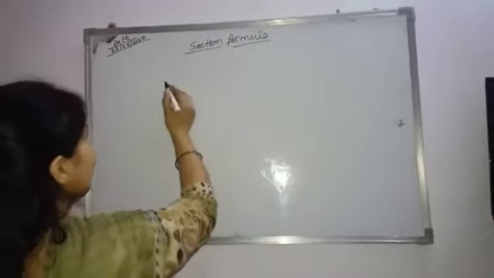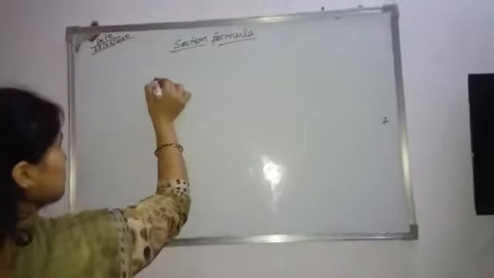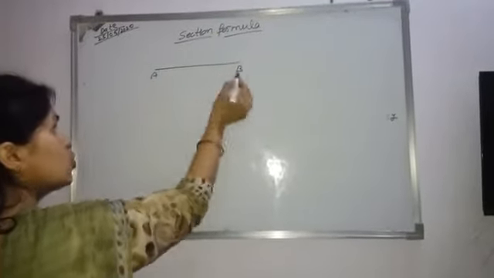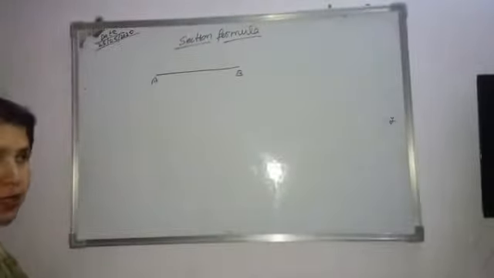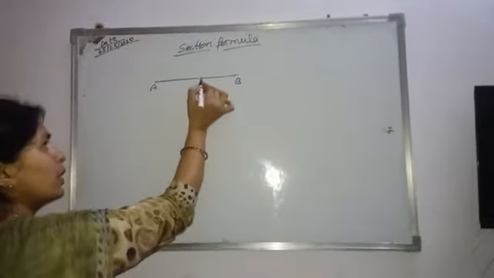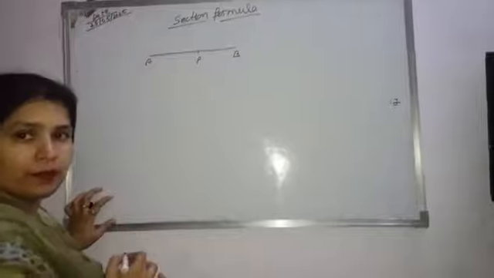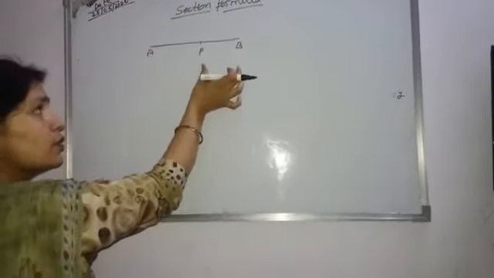Section formula. Now in section formula, suppose with the help of these 2 points we have this line segment, and now a point P can divide this line. And what is the ratio?